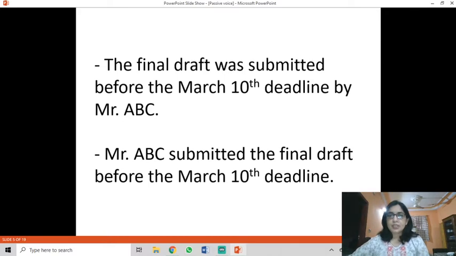For example, the final draft was submitted before the March 10th deadline by Mr. ABC. Now, Mr. ABC submitted the final draft before the March 10th deadline. Now, you see the first sentence is in passive voice, and the second sentence is in active voice. But do you notice that there is no change in meaning? The meaning doesn't change. So, why would you change an already active sentence into passive voice?